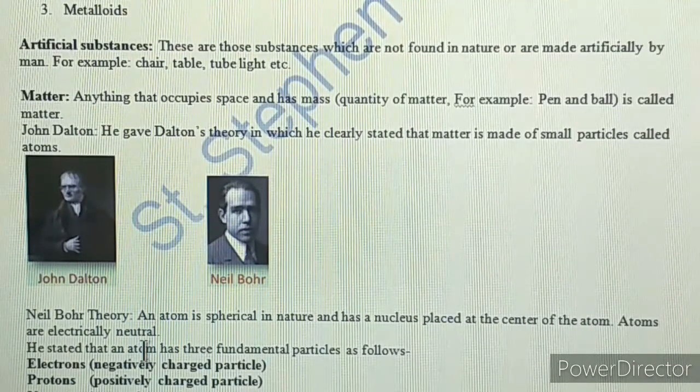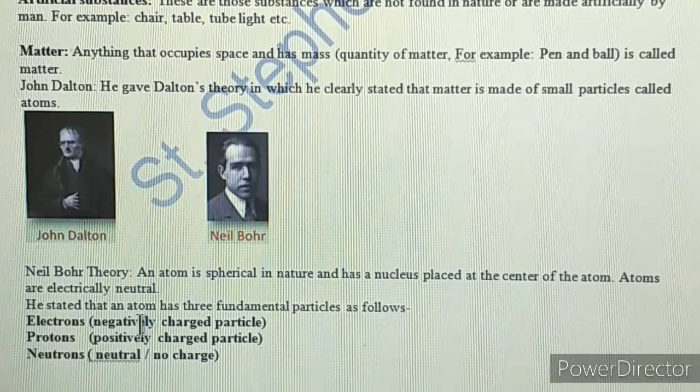There is a nucleus also which is at the center of the atom, and these atoms are electrically neutral. He said that, it is a very important point, children, that atoms are electrically neutral. They do not have any charge.